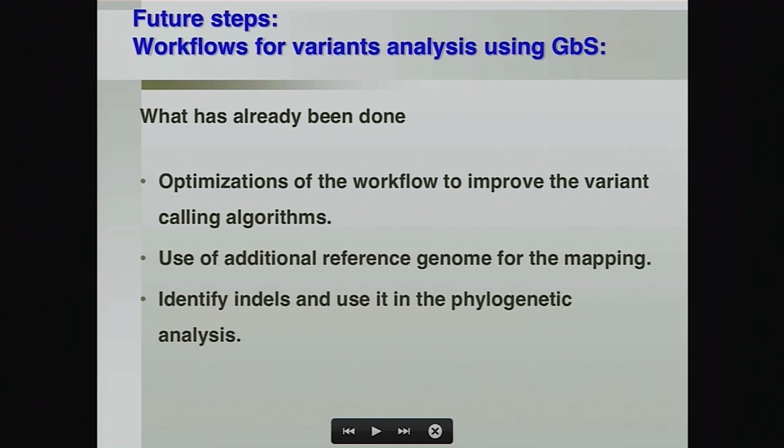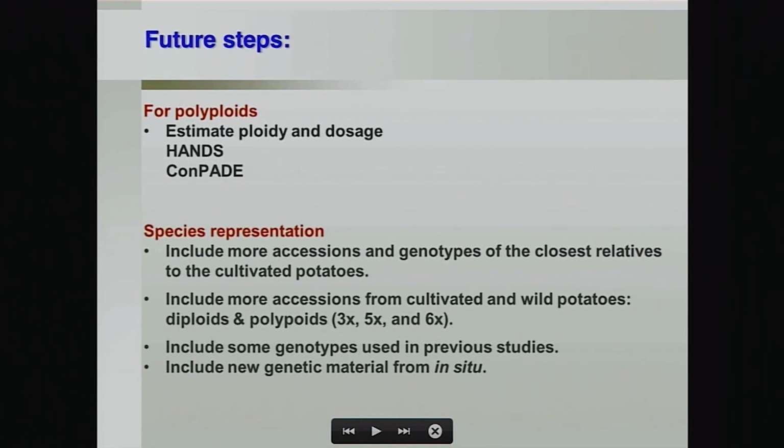Okay? Future steps. What has already been done? Optimization of the workflow to improve the variant calling algorithms. We are also using other reference genomes for the mapping. We are also identifying indels and using those in the phylogenetic analysis. But we still need to explore better software to estimate ploidy and dosage in the polyploids, and to get more representation of the other species, no? The triploids, pentaploids, and hexaploids, okay?